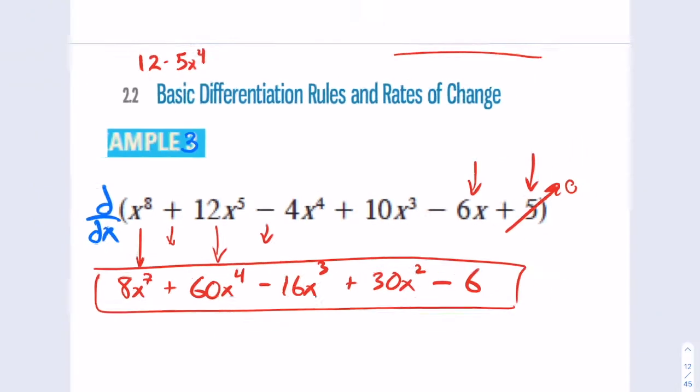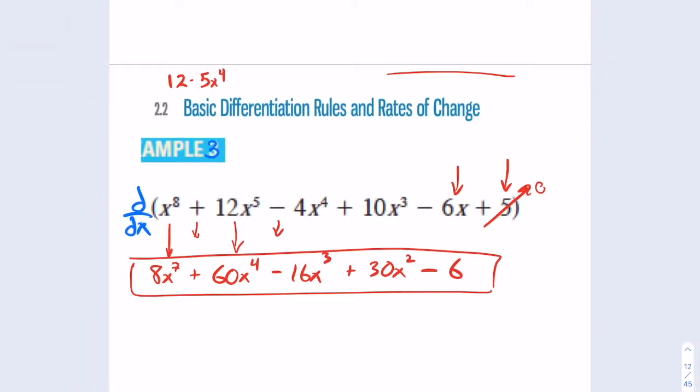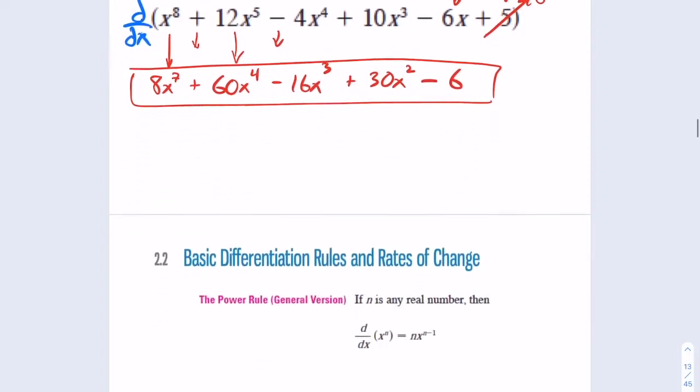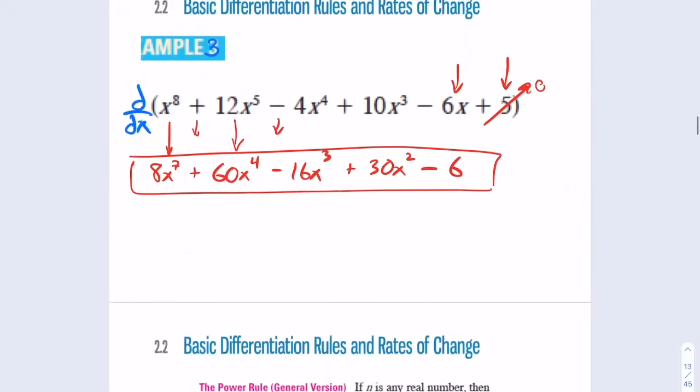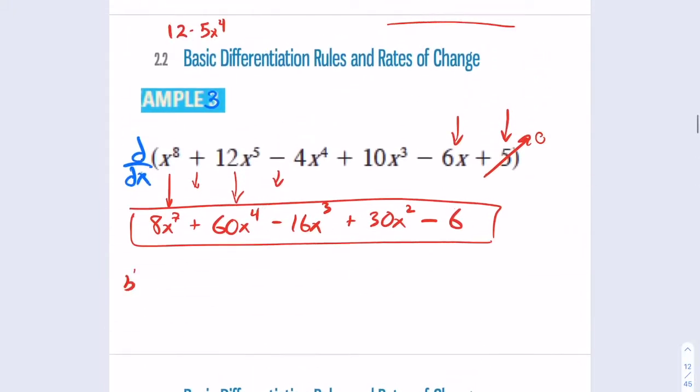All right. It's that easy. It's just everything that's separated by a plus or minus sign, you're just taking the derivative of each. Okay? You know what? Let's do one more. Let me squeeze in one more, and then we'll end it for the day.